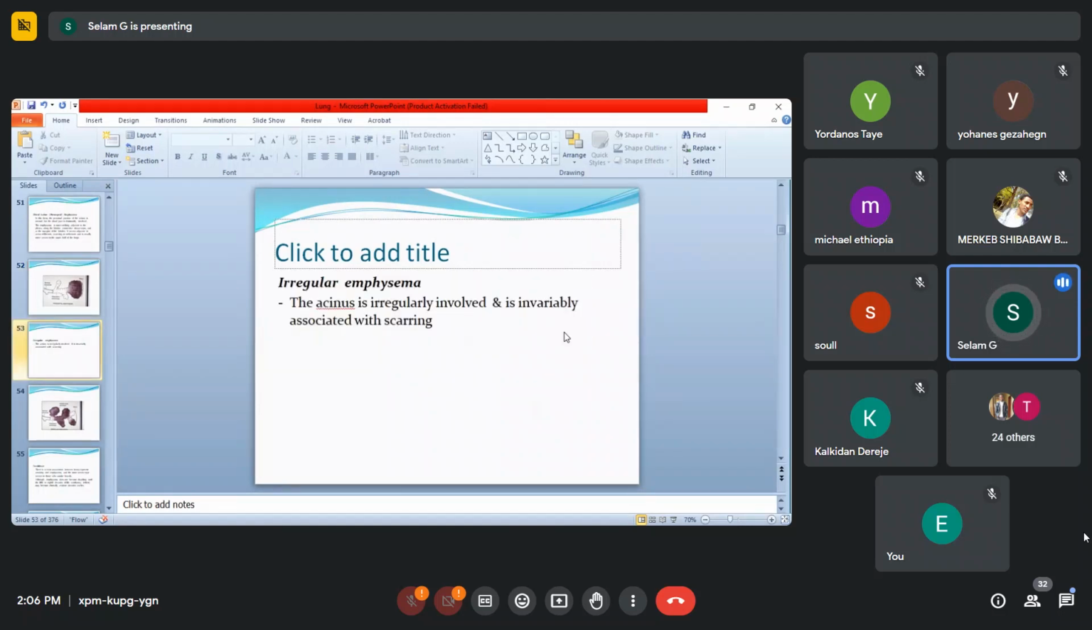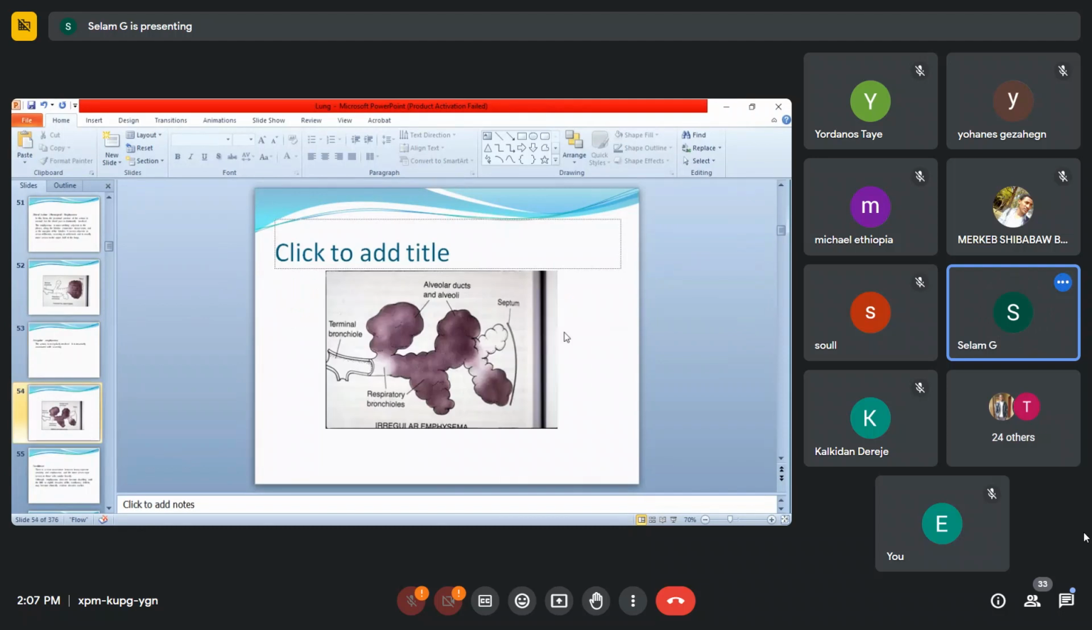So the final type is irregular. This means the acinus is irregularly involved and it's invariably associated with scarring. You see part of one acinus is involved in the center, and another in the distal part. So because of irregular involvement, it involves all structures at different levels.